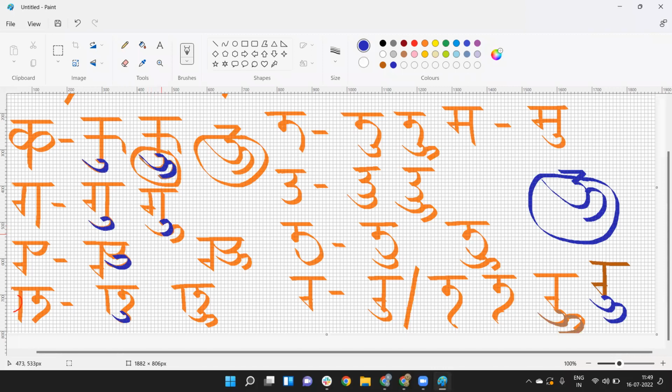Ma'am, in O, we have to write small U matra with it. Small U matra is here. This is how you write small U matra. When you're writing the bada U, this is how you write it, the dirgh swar. That's on the right hand side. The left hand side is the chota wala matra.